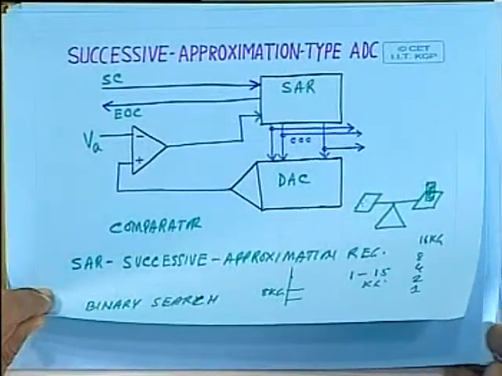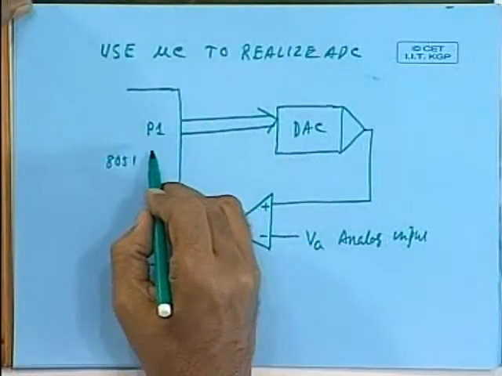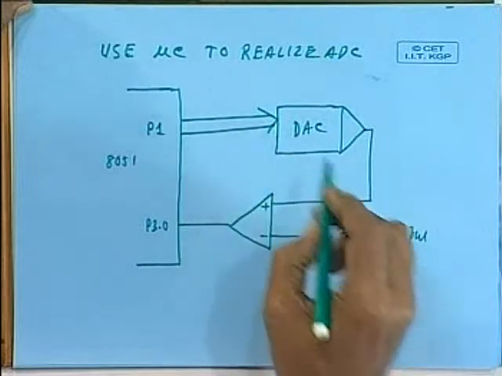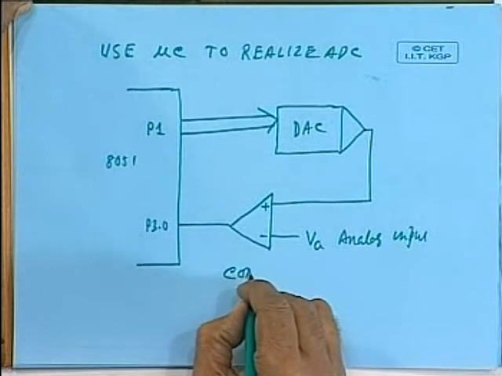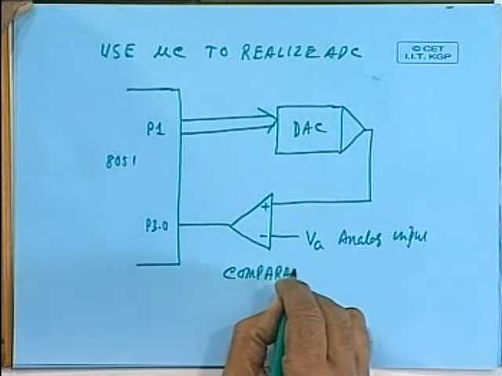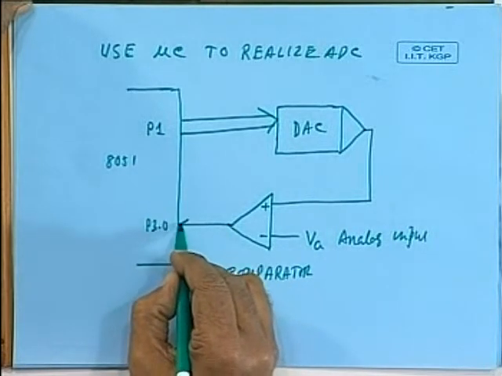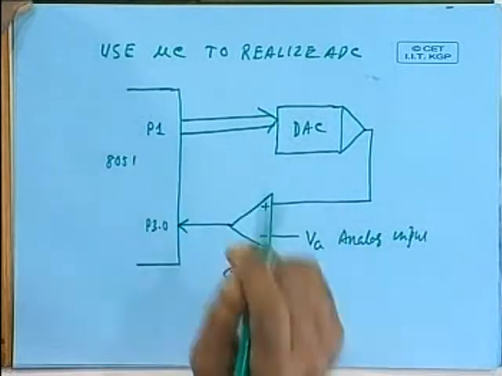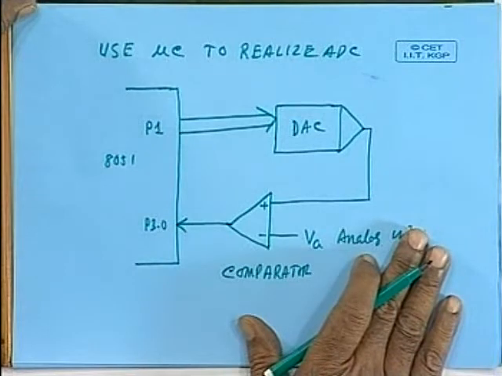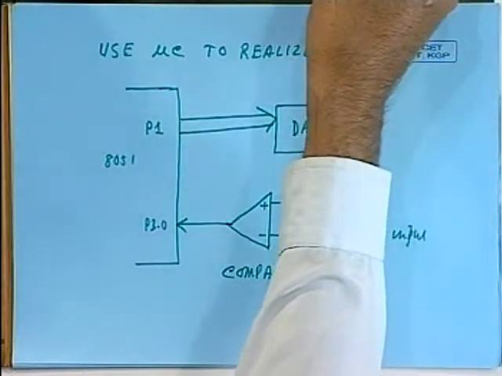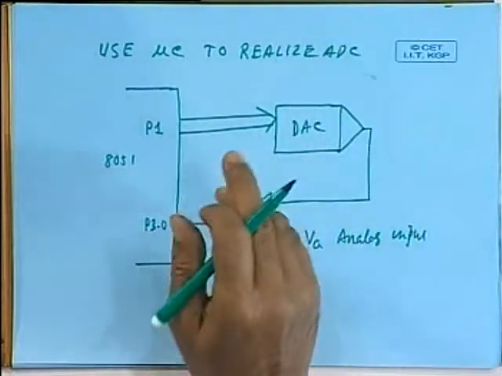How? By suitable algorithm. With the same hardware circuitry, say DA converter connected through a port, then the output of the DA converter is connected to a comparator, and the output of the comparator is connected to another port. So, with this hardware interfacing circuitry, you can realize different algorithms. Let me explain the operation of the circuitry whenever it is used to implement the successive approximation algorithm.